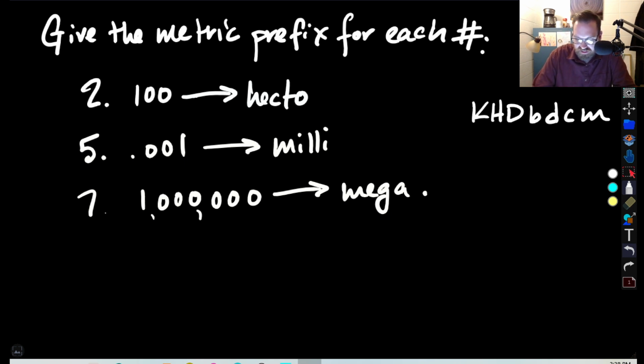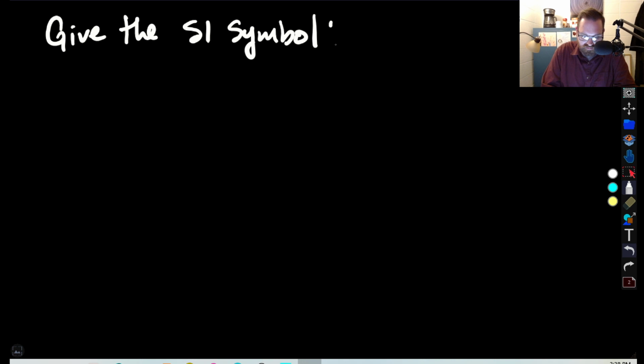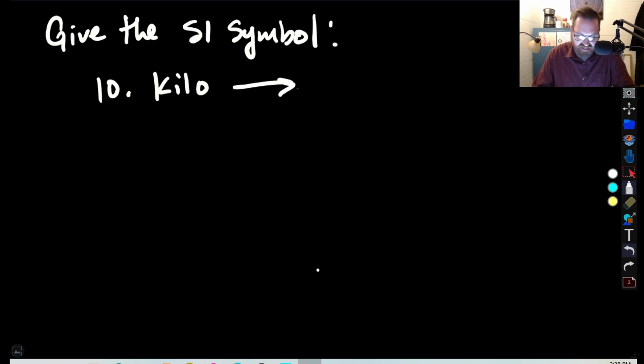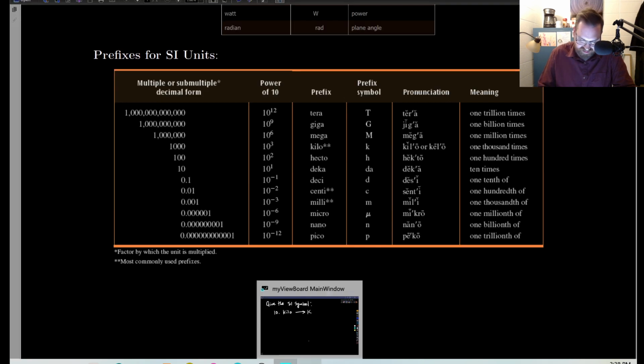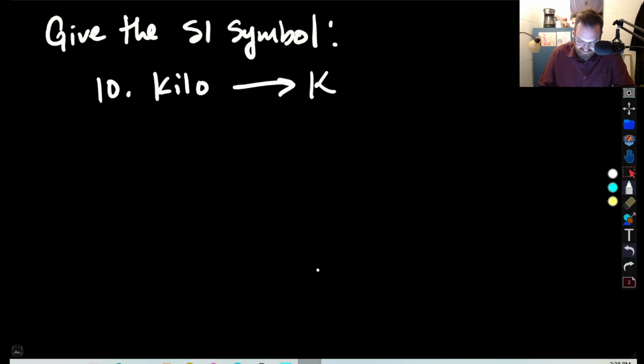All right, let's do some more. These next ones, we're going to give the SI symbol that corresponds. So for this first question, number 10, again, these are all out of the back of the section, so you can go ahead and take a peek at them. Kilo is always going to correspond to a K. Okay, that's going to be a capital, actually. So if we look at it, actually, no, it's not. It's a lowercase. My bad. See, I make mistakes too. How about that? It's good for you to see my mistakes.